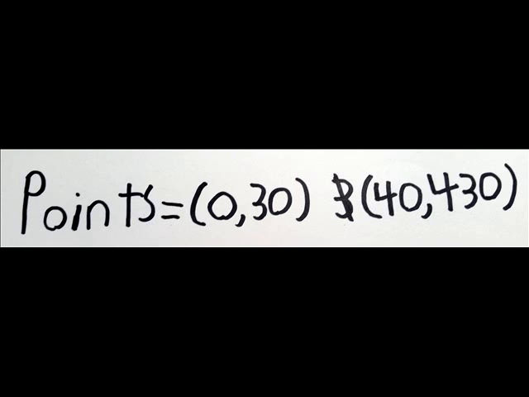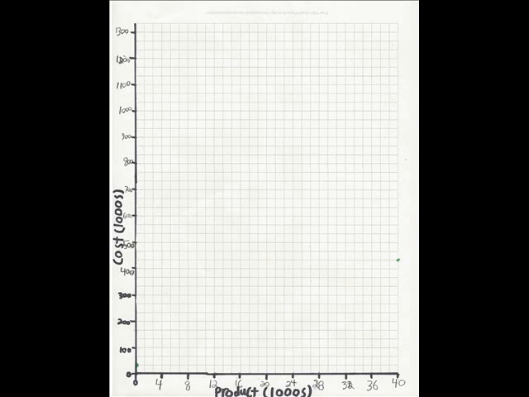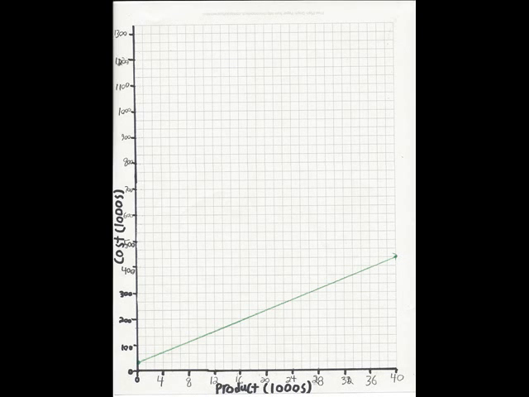Now we're going to plot these on our graph. As you can see, I've plotted the two points in green on our graph. Now all you're going to do is draw a straight line in between the two using a ruler. Great! Now that we've graphed our very first function, let's move on to something a little more difficult.